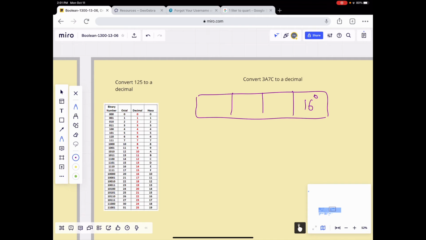16 to the power of 0 equals 1, 16 to the power of 1 equals 16, 16 to the power of 2 equals 16 times 16, 256, and then you got 16 to the power of 3 equals 4096.